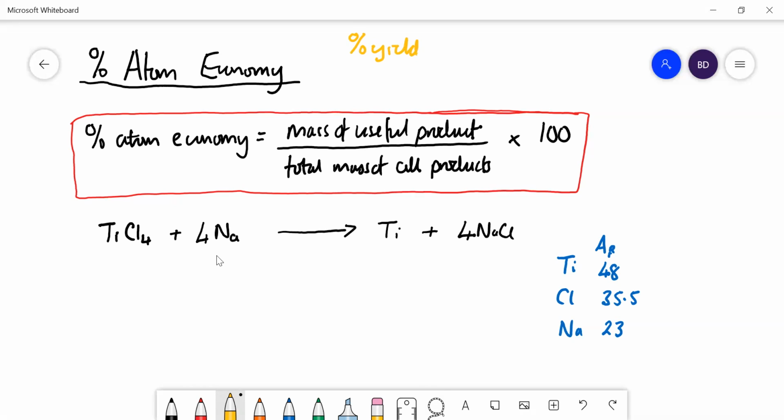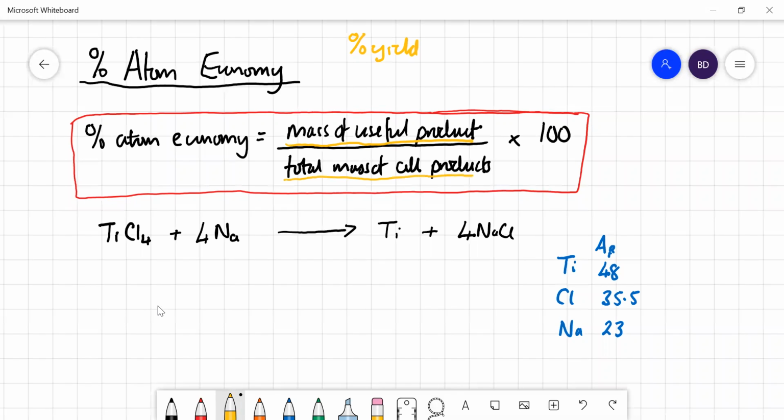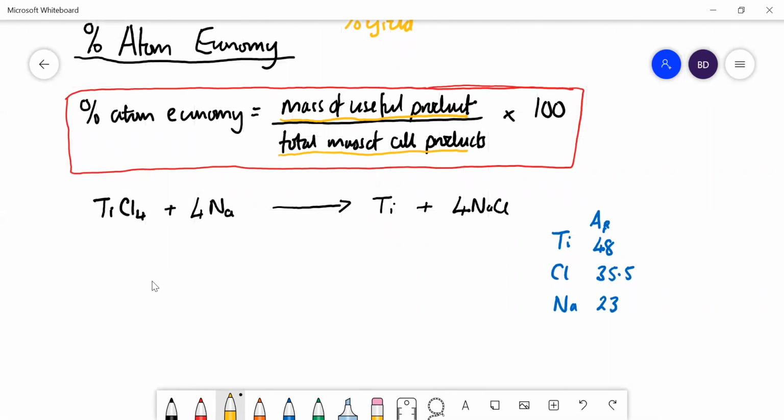Okay, percentage atom economy then is this idea of green chemistry where you try not to make too much waste. So percentage atom economy is equal to the mass of the useful product that you make divided by the total mass of all the products you make in a chemical reaction, multiplied by 100. And the bigger the atom economy, the more environmentally friendly the reaction is. Okay, so let's see this one. It's how you extract the metal titanium.